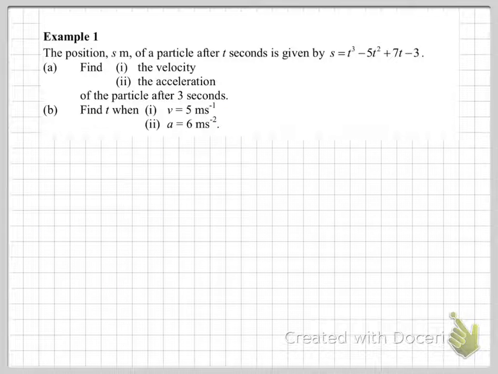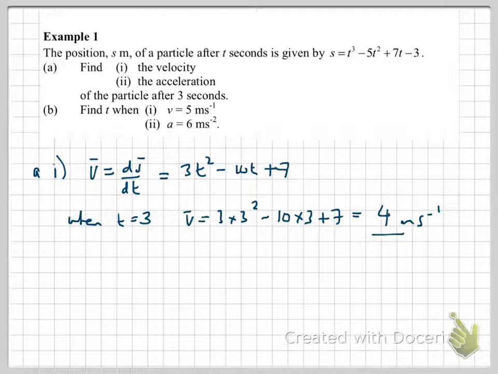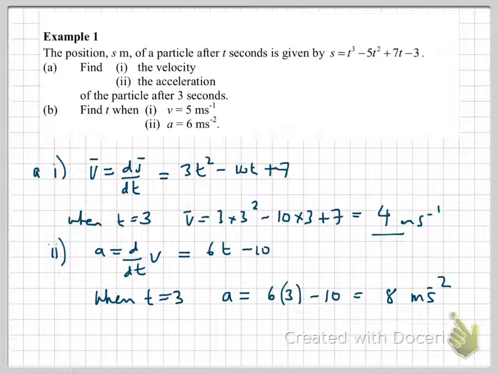Right, in this example we're given a displacement, and we've got to work out the velocity and acceleration after 3 seconds. So let's have a look. Let's differentiate first, and that gives us 3t squared minus 10t plus 7. Now when t equals 3, if we substitute that value of t in, we get 4 meters per second for our velocity. To work out the acceleration, we simply differentiate our equation for velocity with respect to time, and that gives us 6t minus 10. When we substitute t equals 3 in, we get 8 meters per second squared.